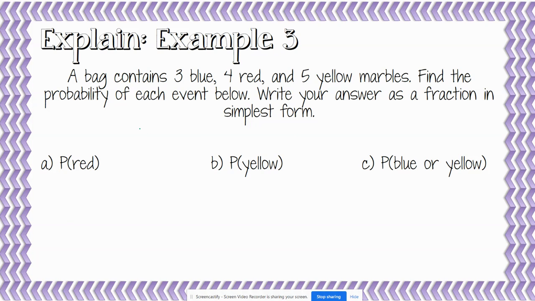Example 3 says a bag contains 3 blue, 4 red, and 5 yellow marbles. We want to find the probability of each of these events as a fraction in simplest form. Before I can get started, I need to know how many marbles are in the bag. So if I need to know how many marbles are in the bag, then the first thing that I need to do is add what they've given me, which is 3 blue plus 4 red plus 5 yellow. When I do that, I find out that there are 12 total marbles in this bag. Now I want you to find these probabilities and write your answer as fractions in simplest form.